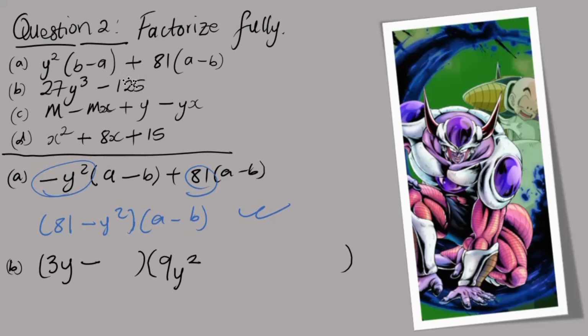And then I focus on the 125. What makes 125 a perfect cube? It's 5. And then 125 divided by 5, that is 25. This term is always positive. The middle term is the opposite sign of the bracket, so this is positive. Then I multiply 3y with 5, and I get 15y. So factorized. Another 2 marks in the bag for you there.